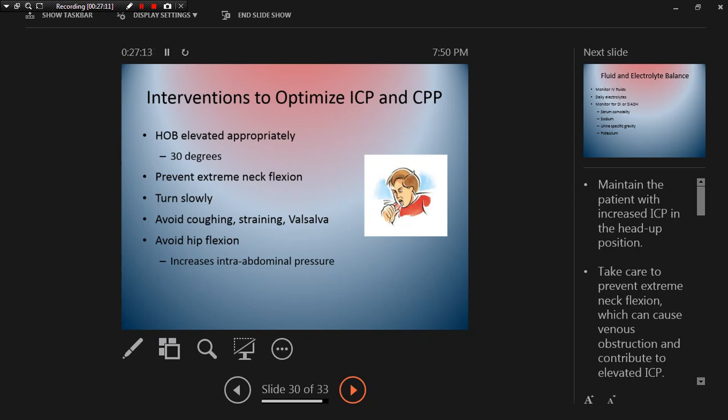So again, just to make sure we're on the same page, things we can do to optimize ICP and CPP: head of the bed 30. Prevent any type of neck flexion. Keep it aligned, straight, and the airway open. If you have to turn these patients, turn them slowly. Minimize their coughing, straining, agitation. Okay? If they are awake and alert and they're able to have a bowel movement, stool softeners, minimizing their Valsalva maneuver. Avoiding hip flexion, because we know hip flexion can actually increase intra-abdominal pressure and raise ICP.